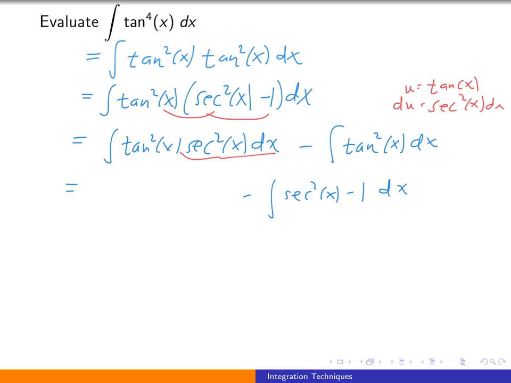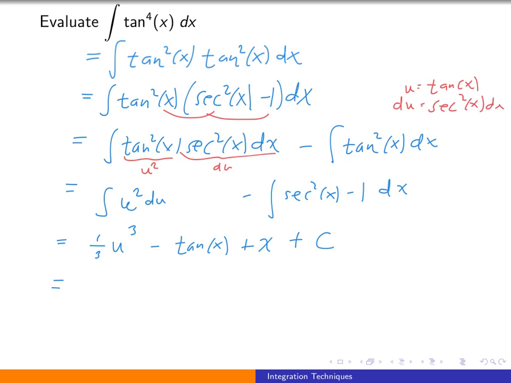So we're going to have our du, and then that first term is going to become a u squared. So the antiderivative of u squared du, we're going to end up with 1/3 u cubed minus, let's see here, the antiderivative of secant squared is tangent. And then we're going to have minus from out front, but minus the antiderivative of 1 will be minus x plus c.